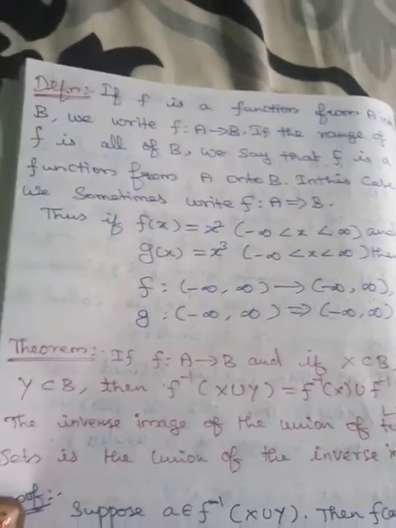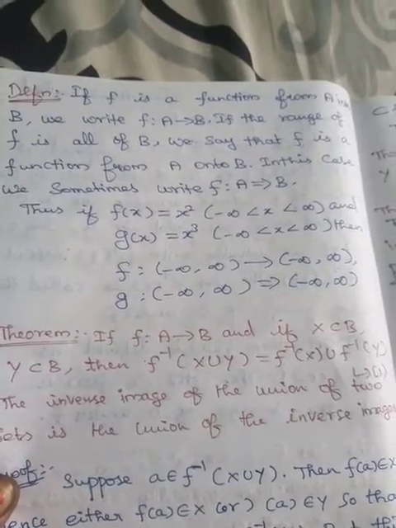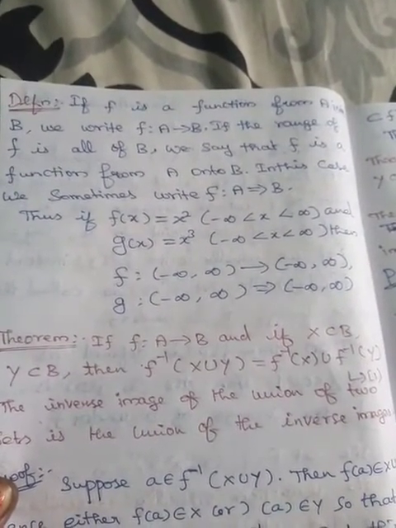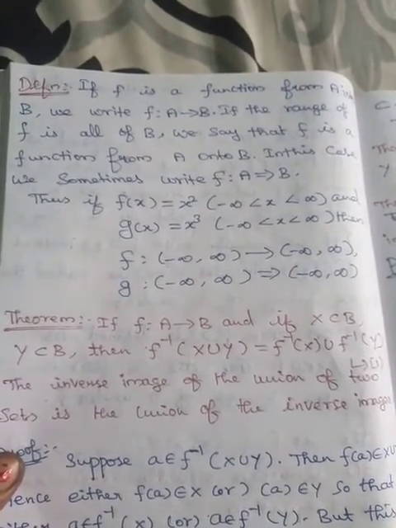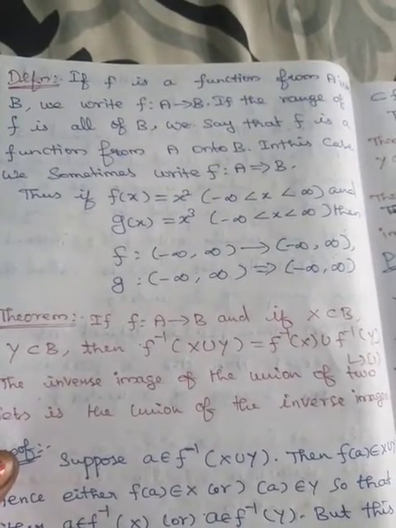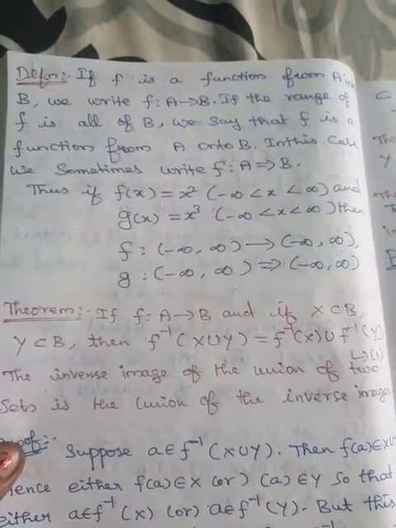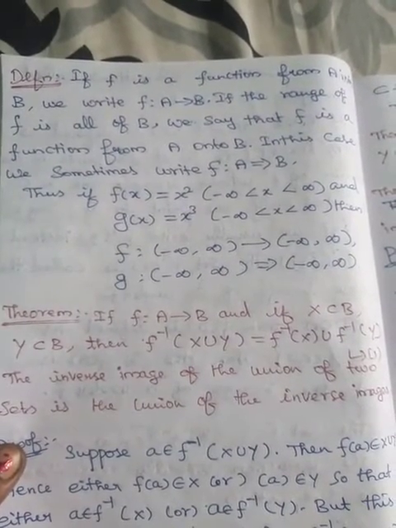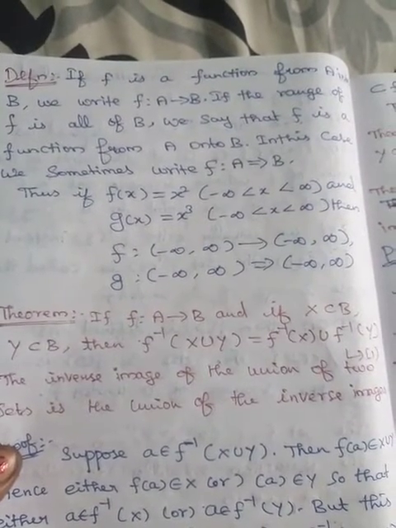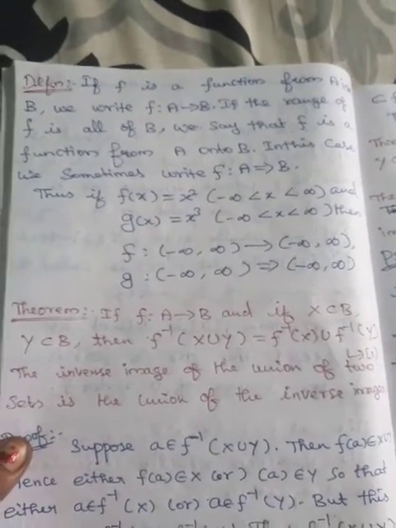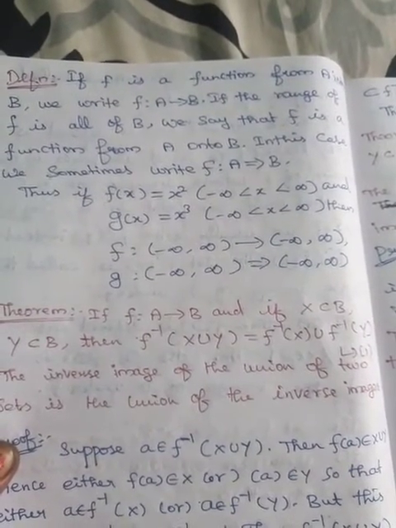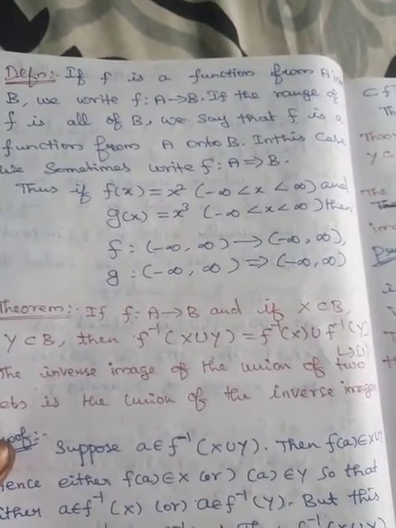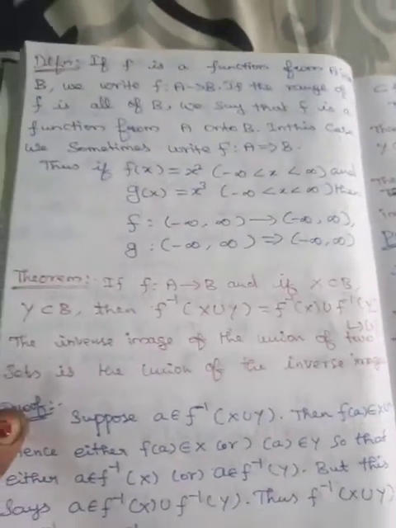Next definition: if f is a function from A into B, we write f: A → B. If the range of f is all of B, we say that f is a function from A onto B. In this case, we sometimes write f: A ⇒ B. Thus, if f(x) = x², −∞ < x < ∞, and g(x) = x³, −∞ < x < ∞, then f: (−∞, ∞) → (−∞, ∞), and g: (−∞, ∞) ⇒ (−∞, ∞).